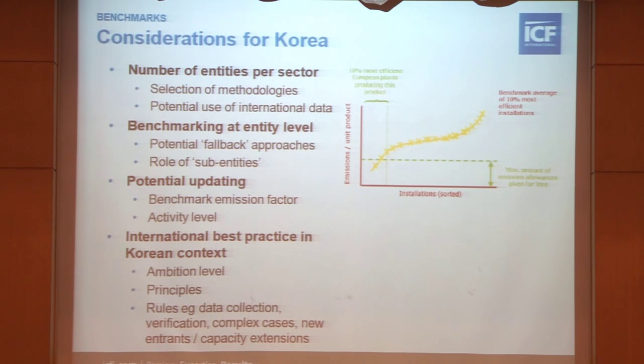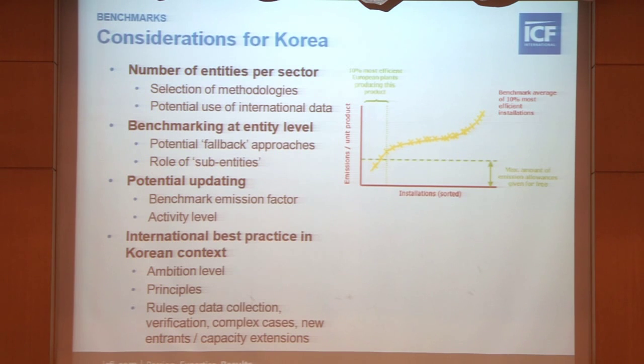Benchmarking at the entity level also is important. So in the EU system, we break down our installations into sub-installations. So in a typical chemical factory, you might be making nitric acid, ammonia, VCM, etc. So we draw a boundary around each sub-installation, and this might also be a boundary around the boiler plant or sub-installations that have a fallback approach.